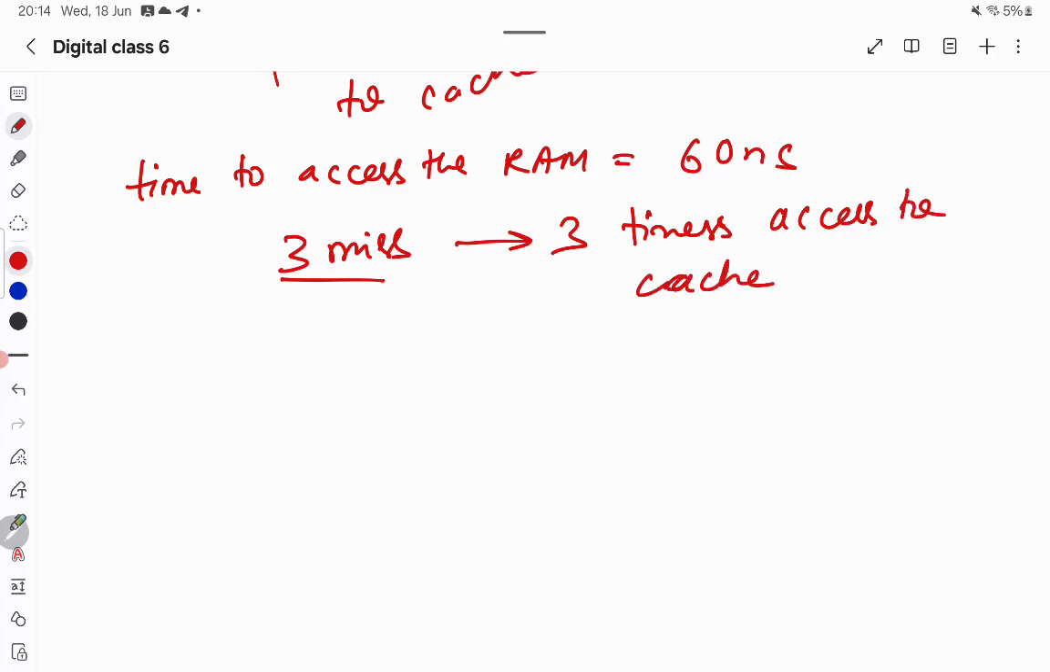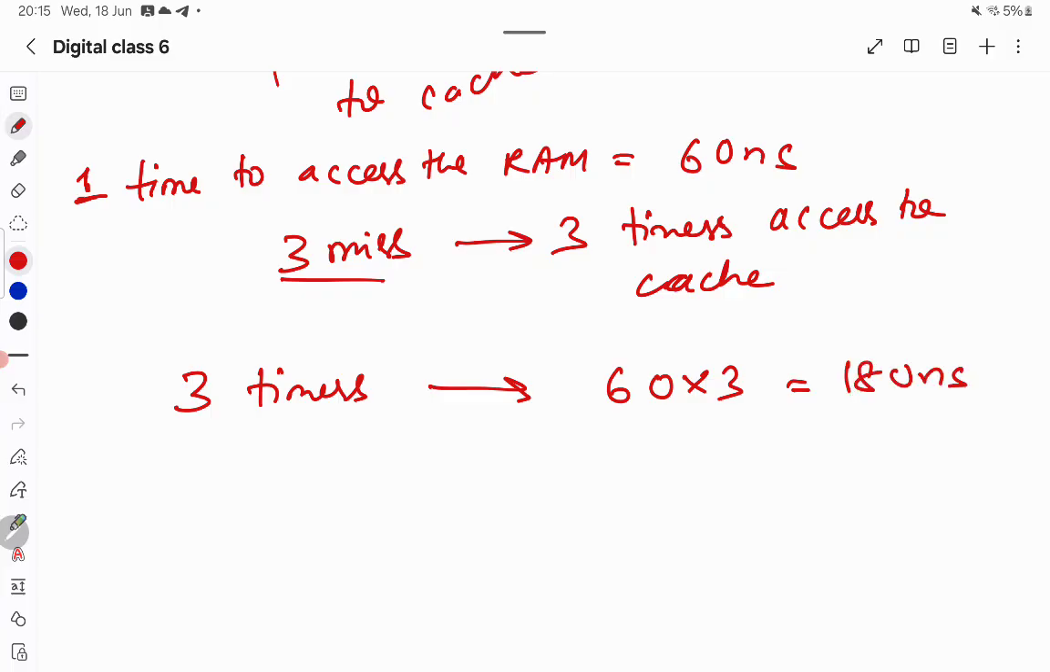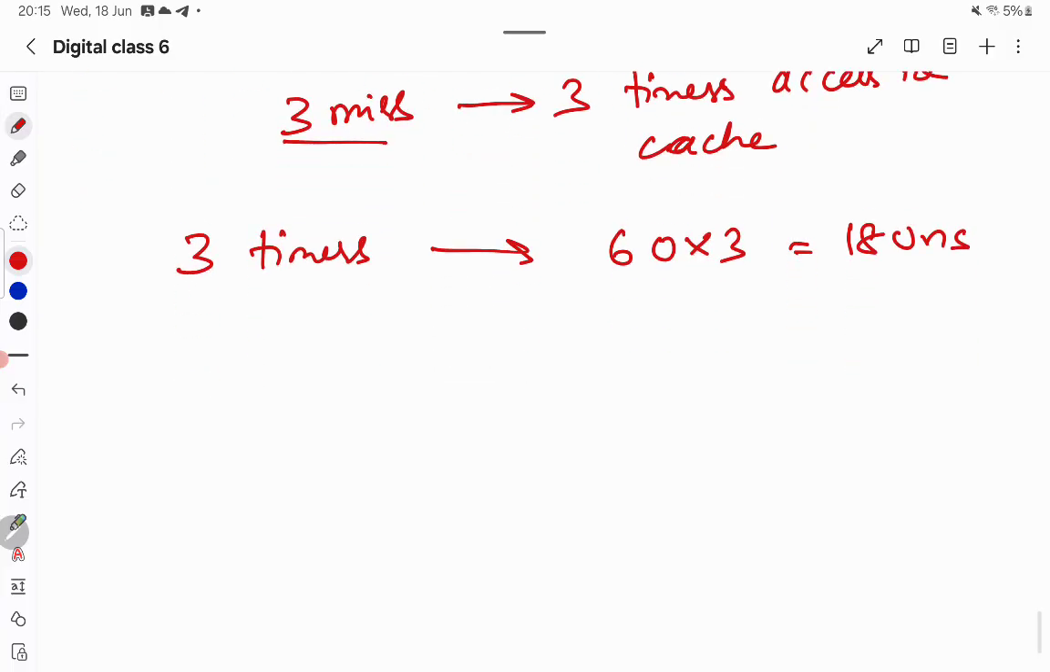Since one time access to RAM is 60 nanoseconds, for 3 times it will be 60 times 3. 60 plus 60 plus 60 is 180 nanoseconds. Okay, we computed for RAM.